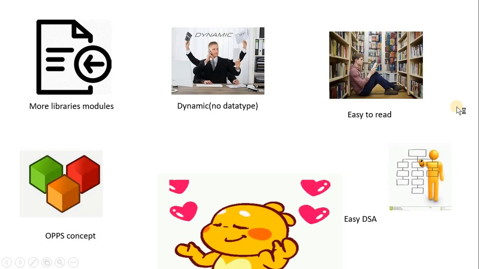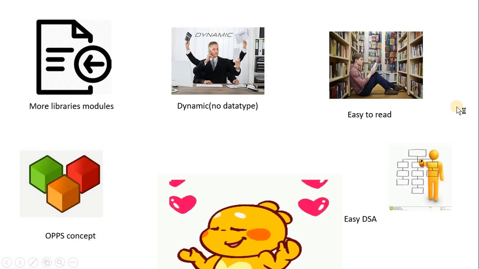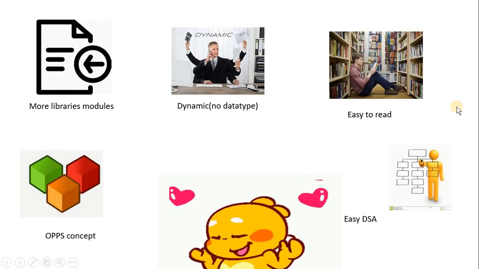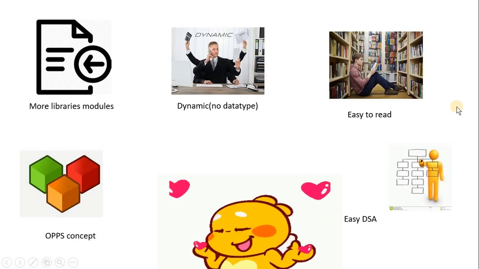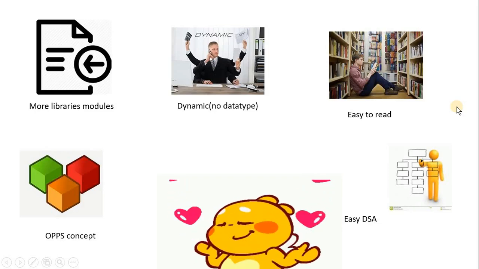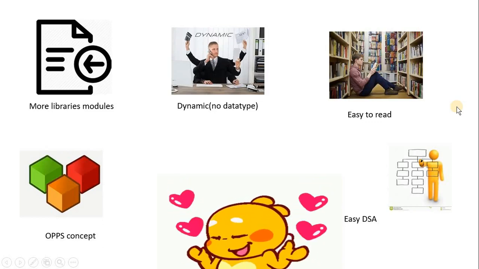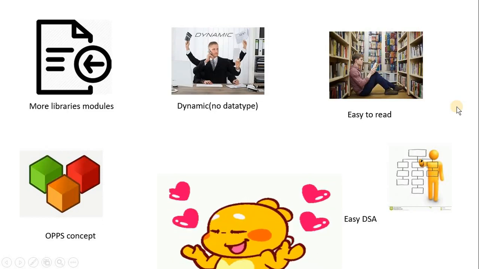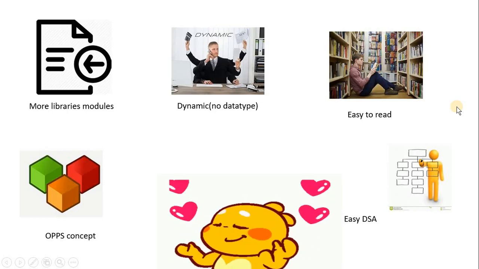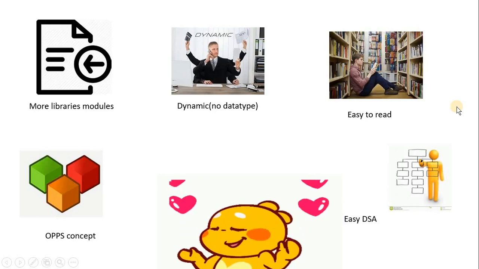This is one kind of dynamic programming language. Why are we calling it dynamic? Here we don't need to declare the data type before our variable. In Java, we start with int a equal to 10. In this case, we don't need to specify the data type before our variable.